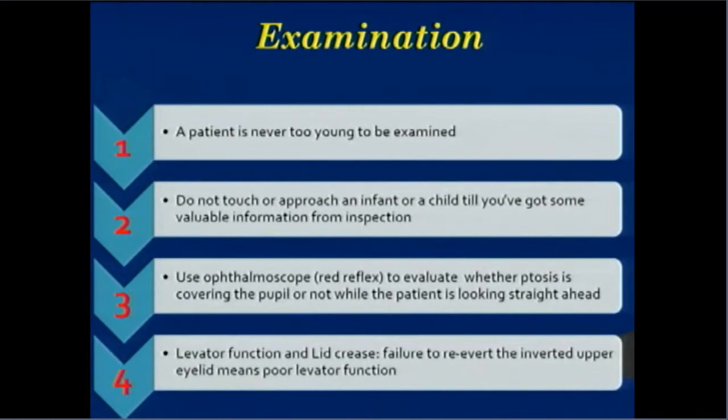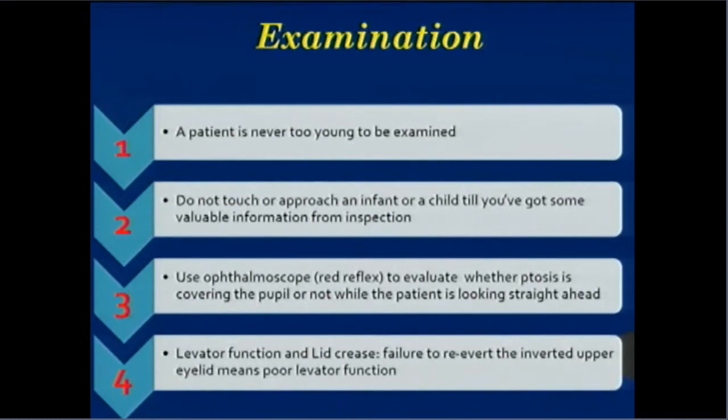So the best way to do it: hold the ophthalmoscope, be away from the child, sit on the same level as the child, and examine the red reflex. It gives you a very clear idea about the partial or complete coverage of the pupil by the ptotic eyelid. And always remember, you are doing this without touching the patient. So the key factor to operate on the patient can be obtained by only inspecting the patient from away without touching the child. Then we'll go for the levator function.